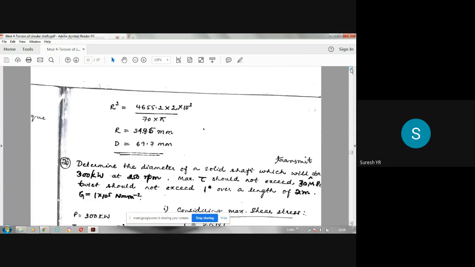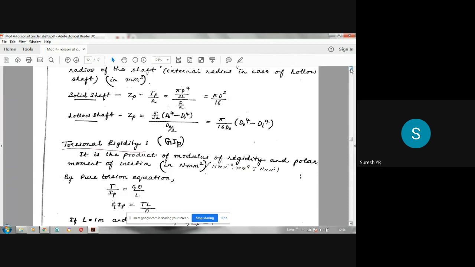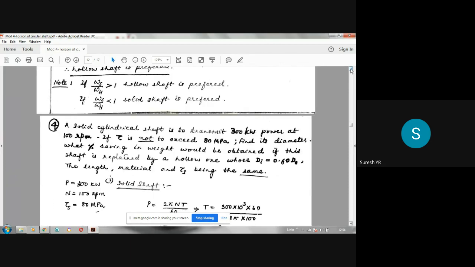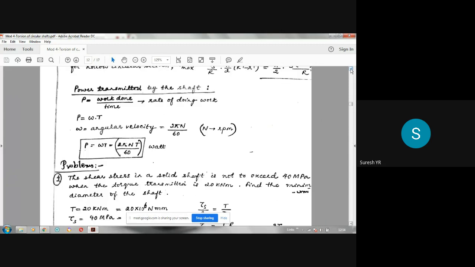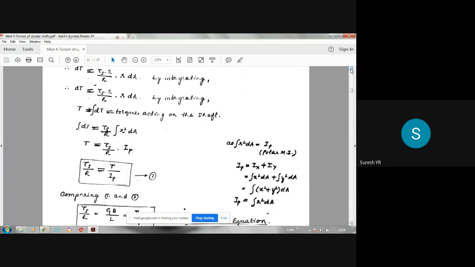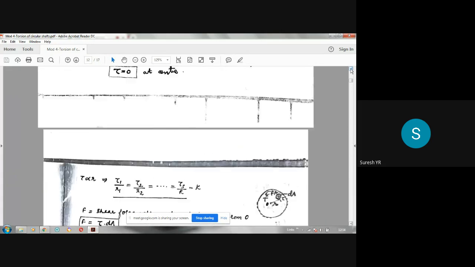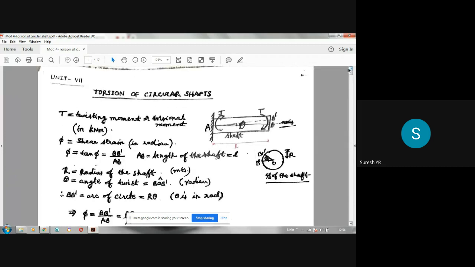Note the difference between torsional moment and bending moment. Bending moment takes place when the load is acting perpendicular to the beam, when it is subjected to transverse load. Whereas torsional moment will act when the moment acts along the axis, twisting. So that bar will get twisted.